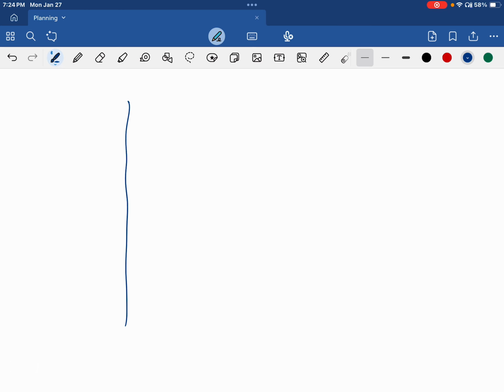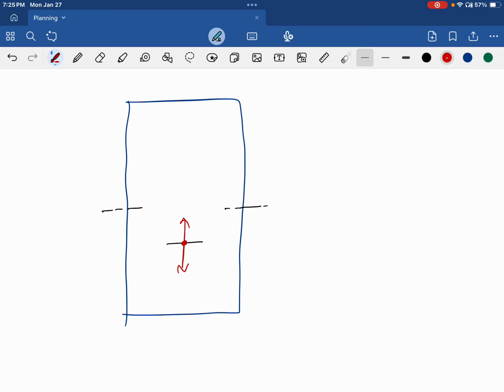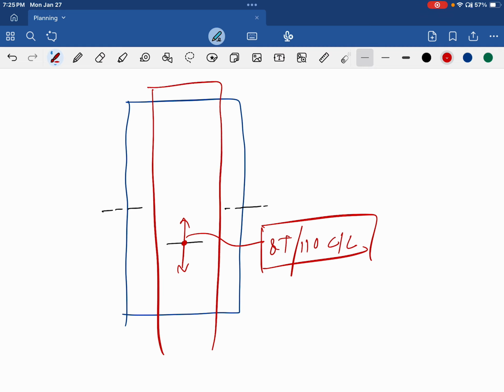So this was our slab. We have provided this midspan reinforcement in this direction as 8 mm dia bars at the rate of, sorry, not 200, at the rate of 110 center to center. So in this midspan, we need to limit the deflection. This is the critical zone.